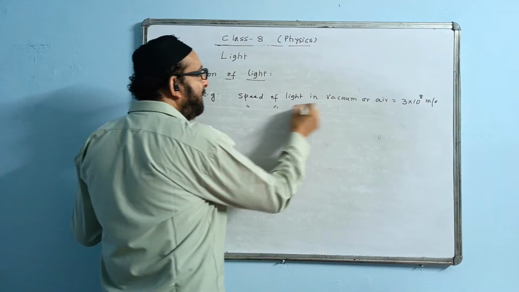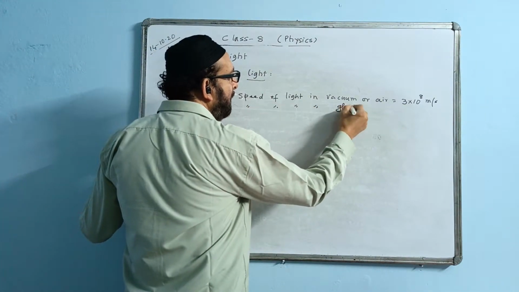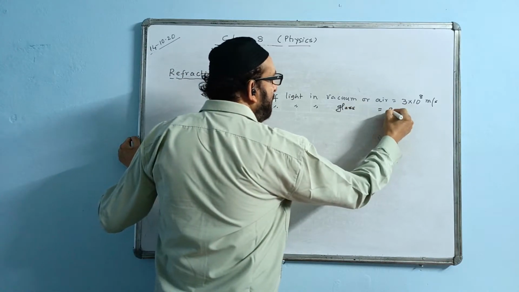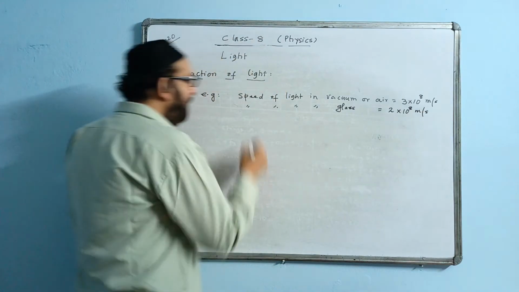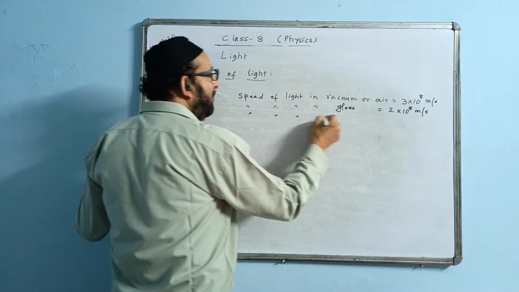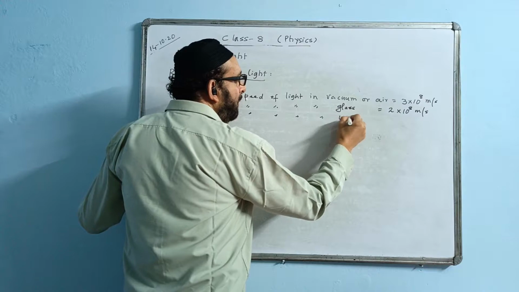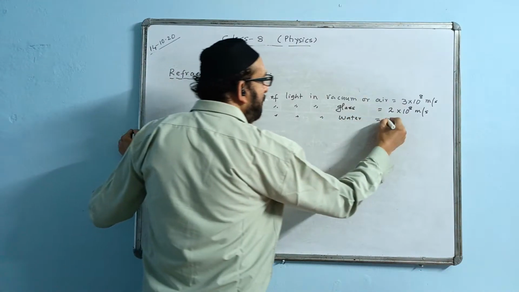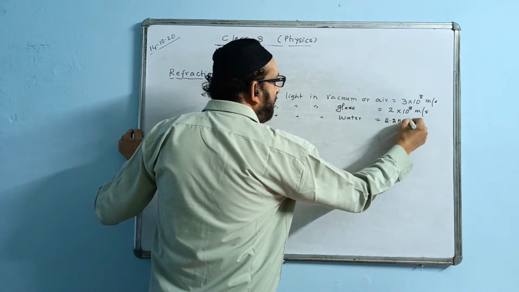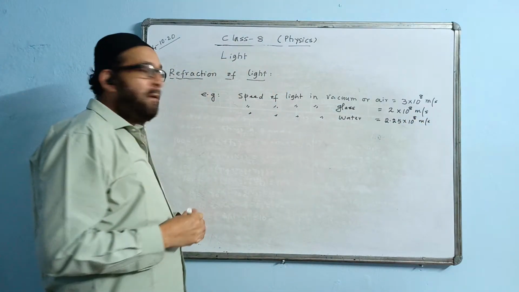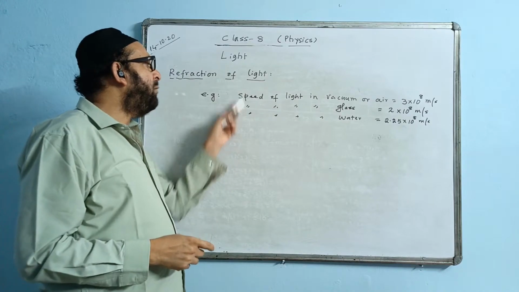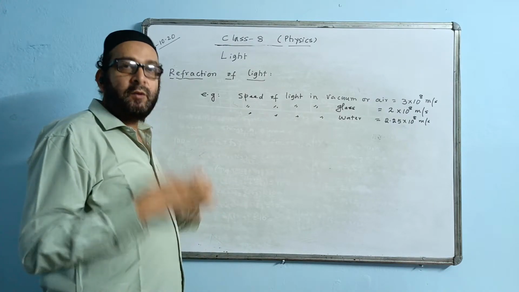Similarly, the speed of light in glass is found to be 2 into 10 to the power of 8 meters per second. And the speed of light in water is equal to 2.25 into 10 to the power of 8 meters per second. So these three values we are supposed to know.